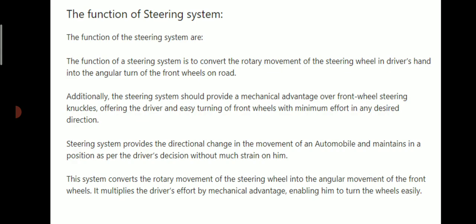What are the functions of the steering system? The function of steering system is to convert the rotary motion of the steering wheel in driver's hand into the angular turn of the front wheel. This is the main function. I am repeating, to convert the rotary motion of the steering wheel in driver's hand into the angular turn of the front wheel on the road.